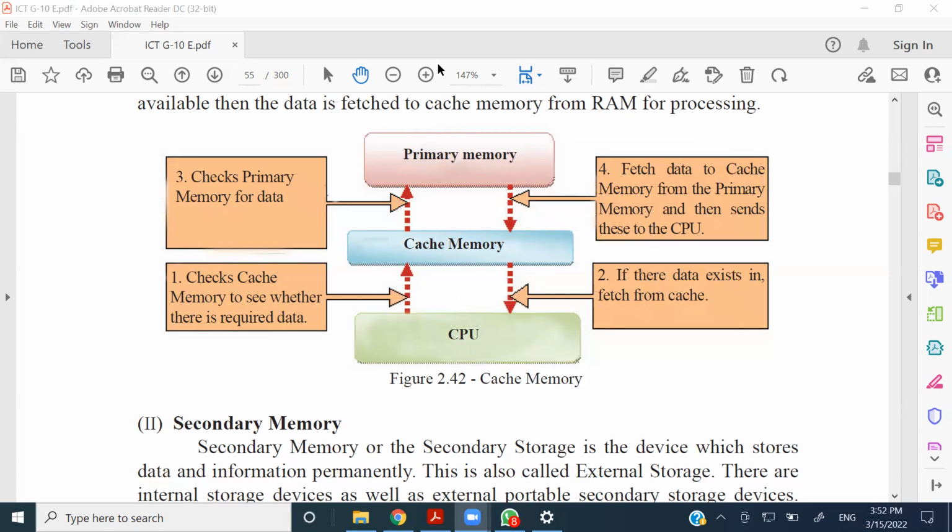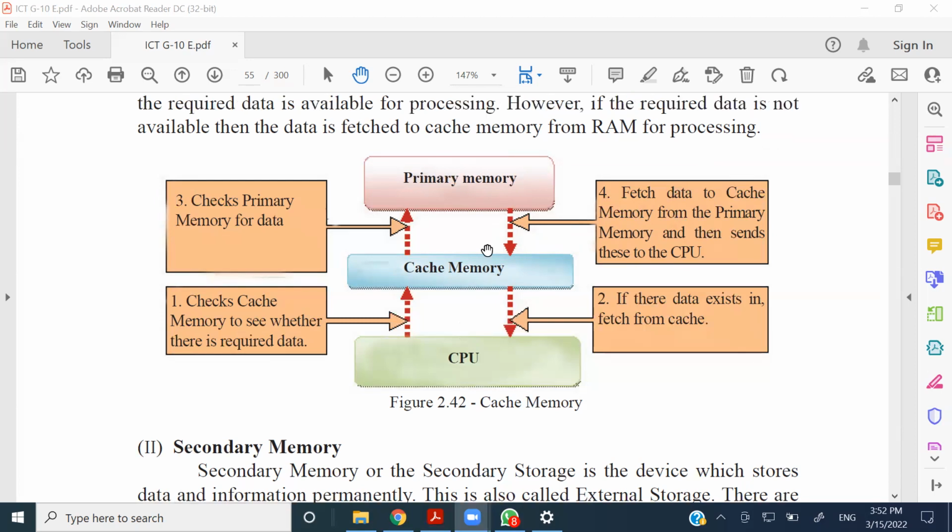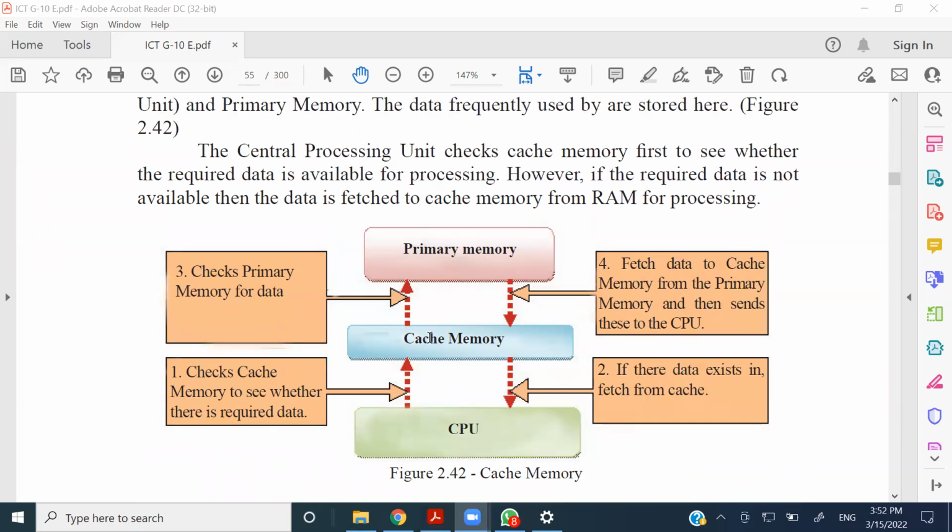Yeah, Udan, I'm still on the explanation part, right? So it's better you understand how important your cache memory is.